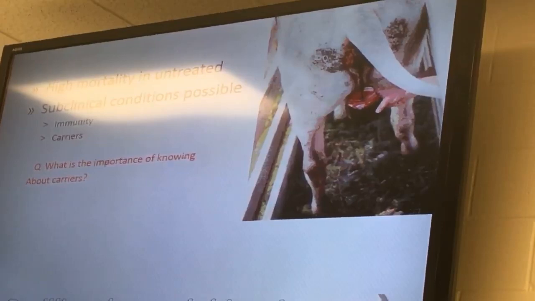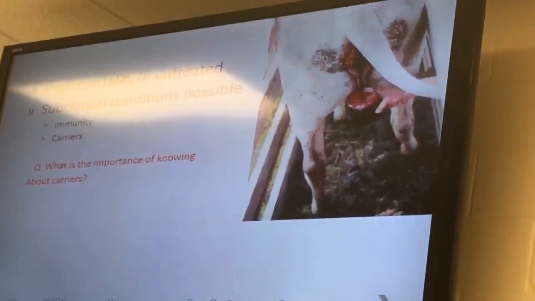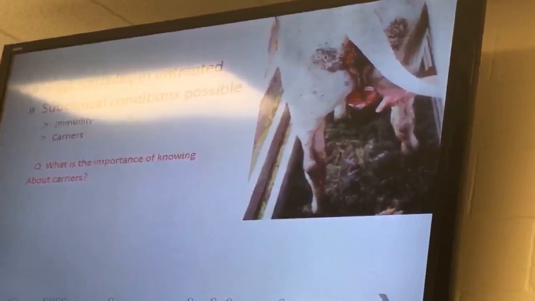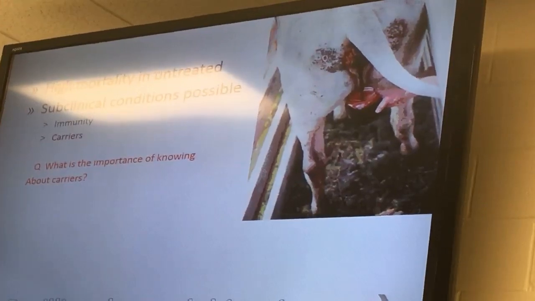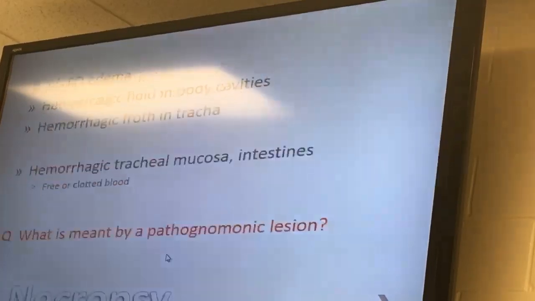But we do have subclinical conditions that are possible, especially if we treat these guys. We can have carriers. Carriers is highlighted dark red. Any of these diseases throughout all the ones that I've talked to you about, or I'm going to talk to you about, that are in the notes, you need to know which ones are also carriers or resulting carriers. And usually the carriers that happen in bacillary hemoglobinuria are the ones that develop an immunity. So they themselves won't show any clinical signs until they get stressed.